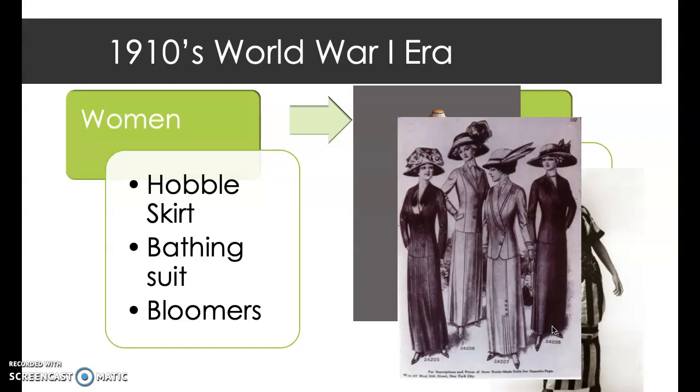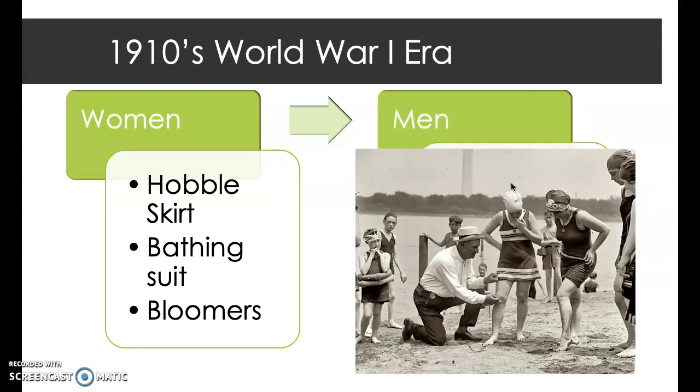All right, here's another example of different hobble skirts. You can see they're kind of narrow, very straight, but you can also see that these tops or the jackets that they're wearing kind of give that inverted triangle because it makes their shoulders appear broader. All right, here's the first bathing suits that appeared in the 1910s. All right, they had to be careful because there were police officers on the beach making sure that they were modest and not showing too much leg.